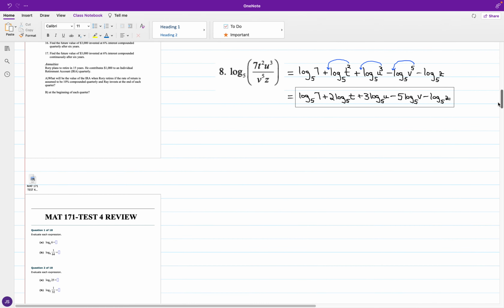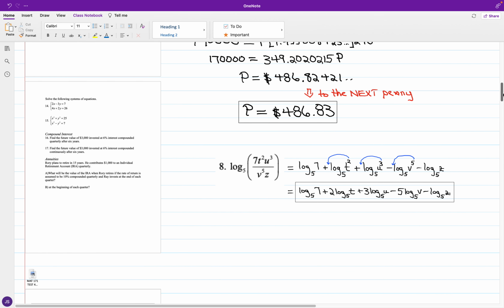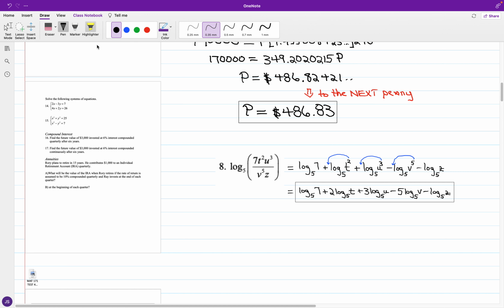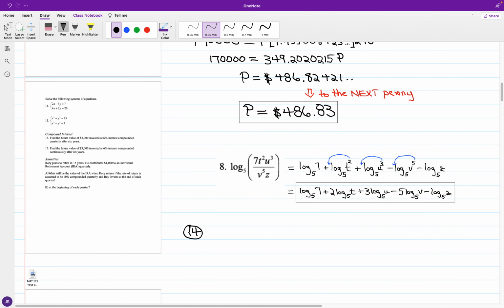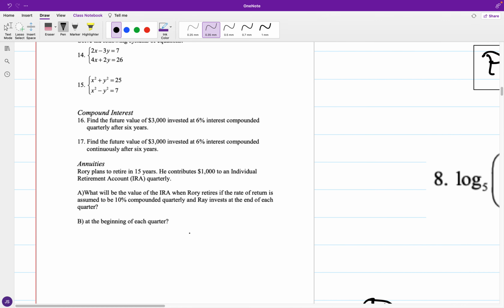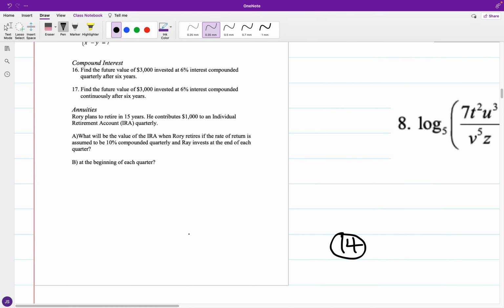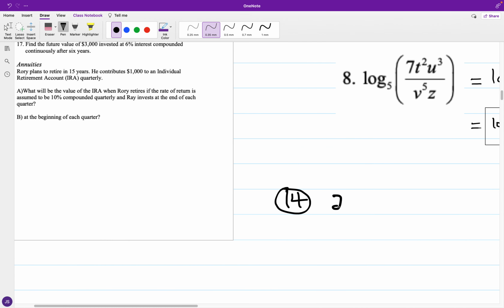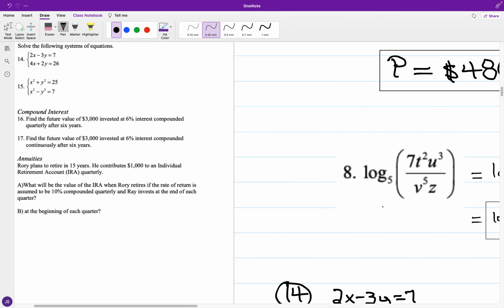So we have systems of equations, like in the case of numbers 14 and 15 from the study guide portion, in the first set. For 14, you have 2x minus 3y is equal to 7, and we also have 4x plus 2y is equal to 26.